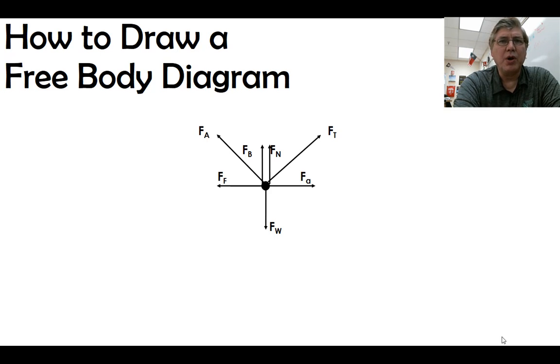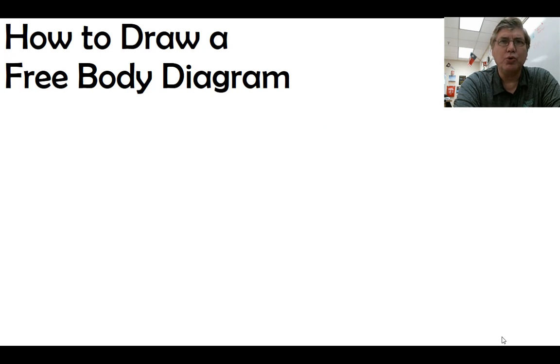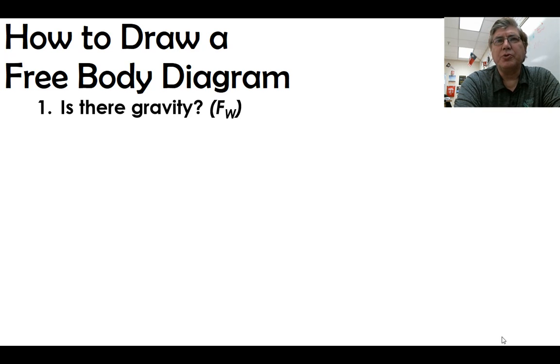But we don't need to really worry about that when we're trying to draw it. What we need to do is just follow a few simple rules. The first rule is, is there gravity acting on the dot? And if there is, we're going to have the force of weight. Sometimes weight is written as an F with a small mg to indicate that the force of weight is due to mass times gravity, which is 9.8 meters per second squared. But we're going to probably stick with Fw in this class.